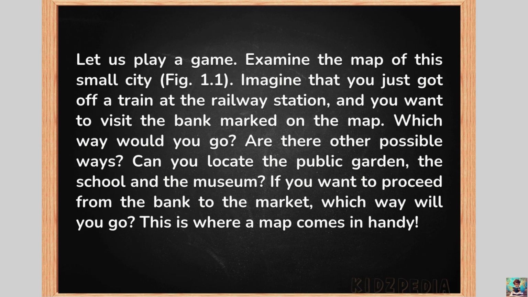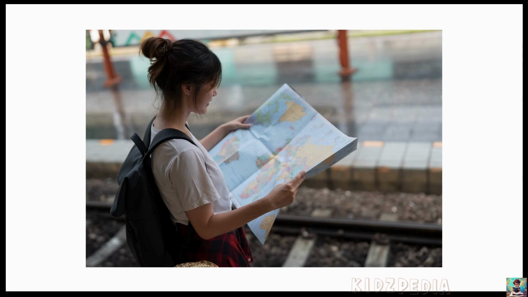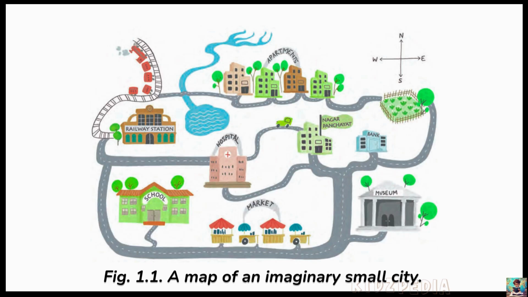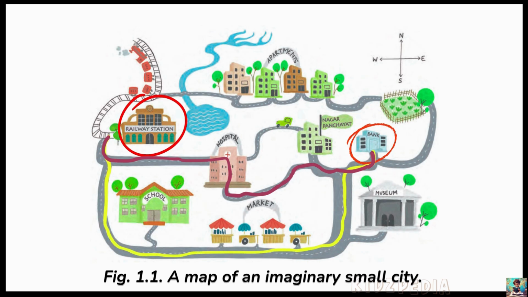This is where a map comes in handy. Imagine you have a map of the city you have just arrived in and you are standing at the railway station. You want to go to the bank. What do you do? You look at the map. See figure 1.1 in your book. First, we need to find the railway station on the map. Then, find the bank. Here, there is more than one way to reach the bank, isn't it? We can go like this and like this also. So, what do you do? You choose the shortest or easiest path from the railway station to the bank.